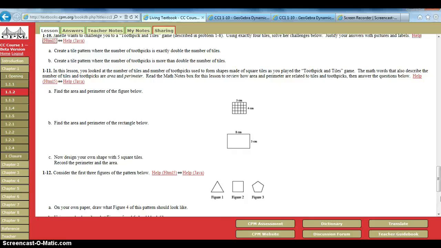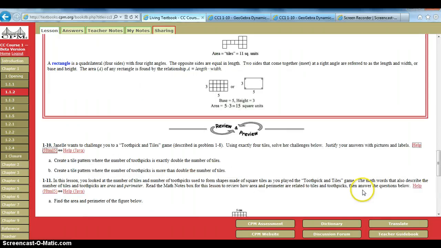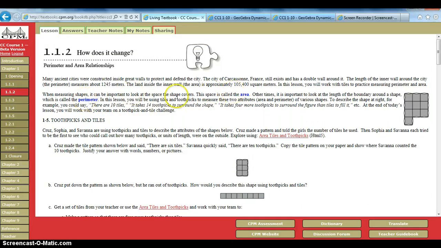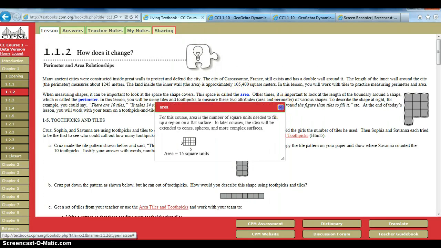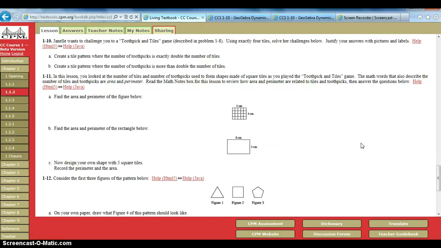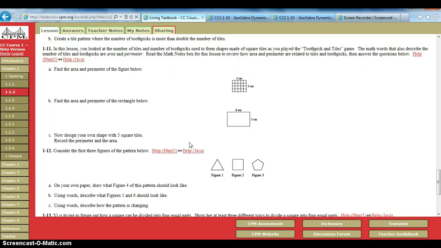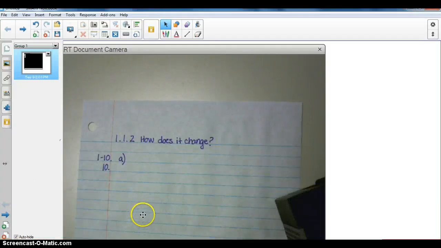Remember that if those are still unfamiliar to you, you are able to go up and click on the terms area and perimeter right up here to give yourself kind of an example to help you out. So for here, it also gives you the suggestion to read the math notes box, which is up here as well. Okay. Here are the questions you're going to be answering. For 111A, it says find the area and perimeter of the figure below. Take a look here. I'm going to set this up for you.